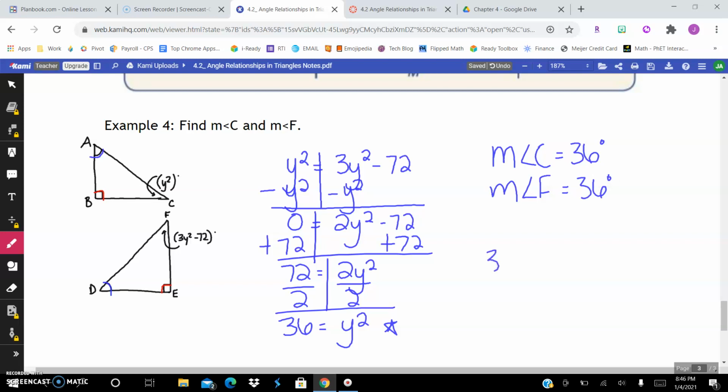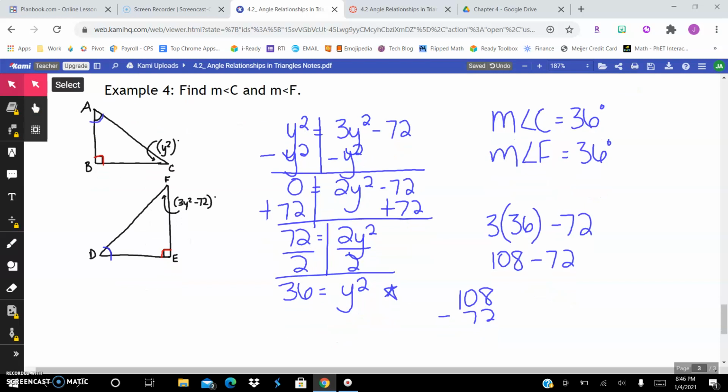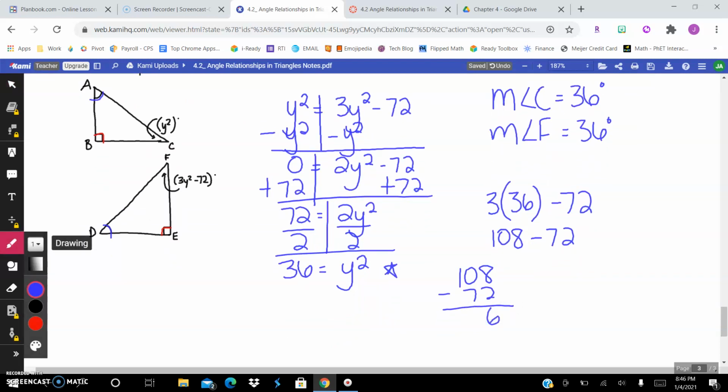And if you wanted to prove that, you could plug in 36 for the y squared here. So we'd have 3 times 36 minus 72. 3 times 36 is 108, and then we have to subtract 72. So we get 36. So this equals 36 as well. So we can prove that there.